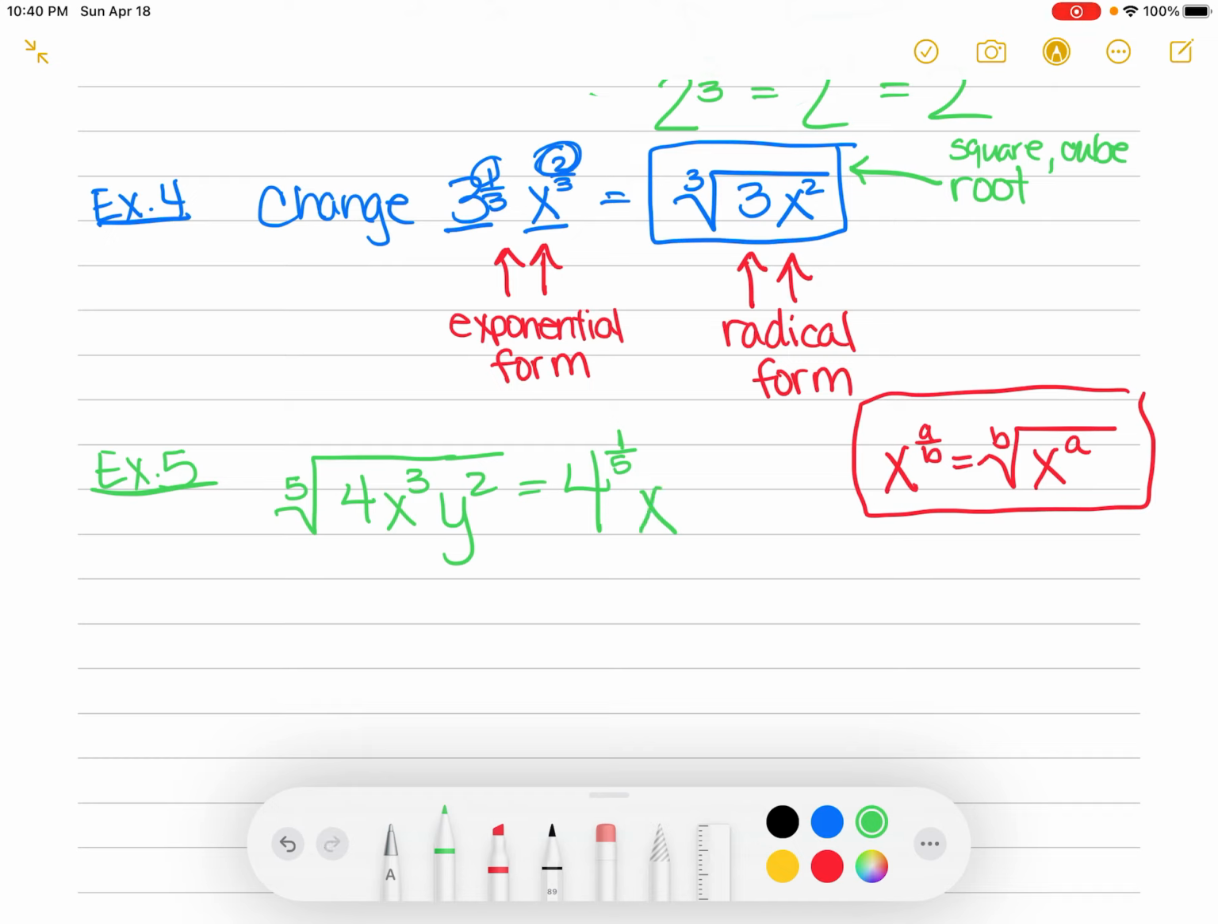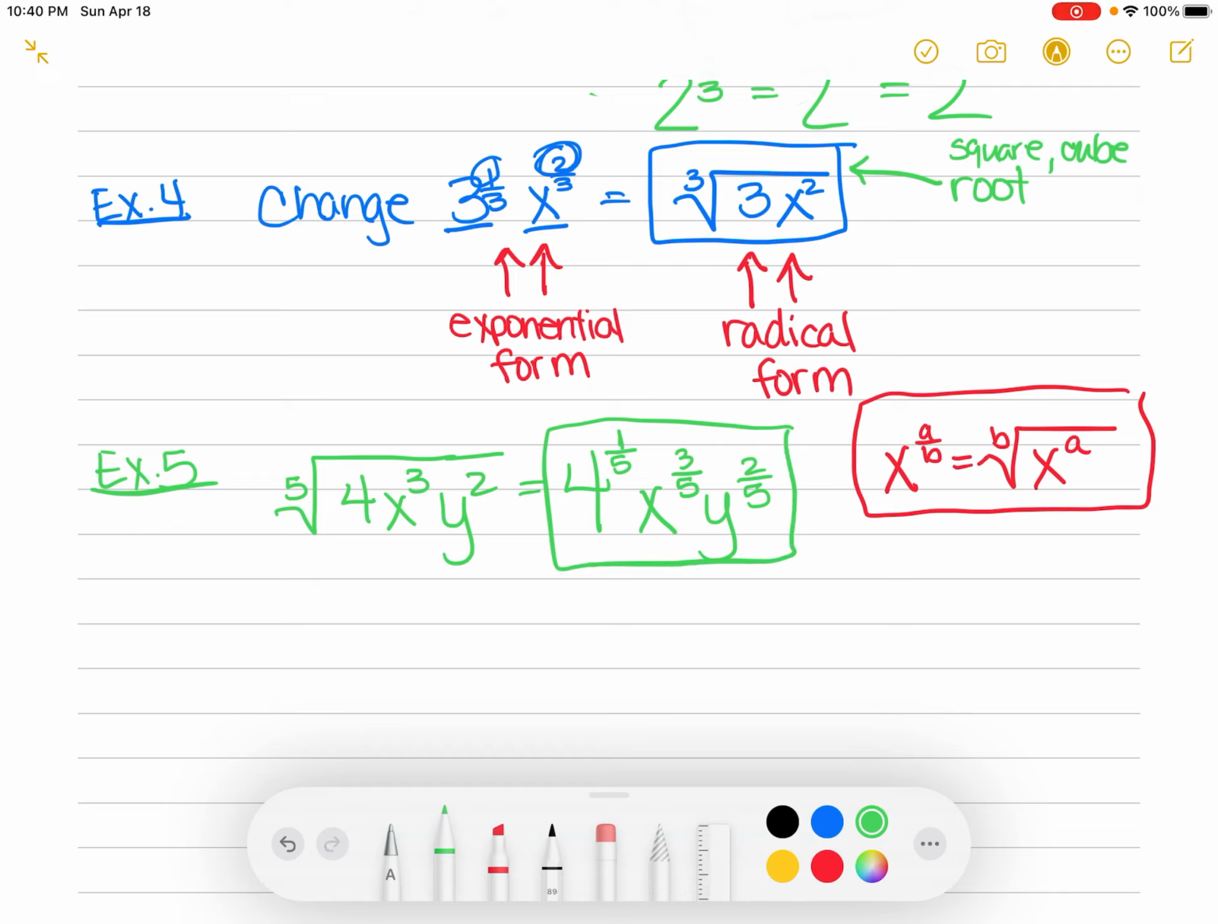So I'm going to have x to the 3 over 5, because this is the top and this is the bottom. And then I'm going to have y to the 2 over 5, because this is the top and this is the bottom. Okay, and that's my answer.